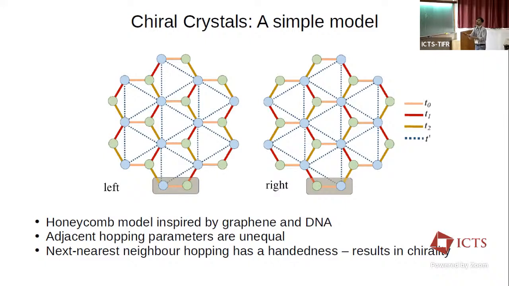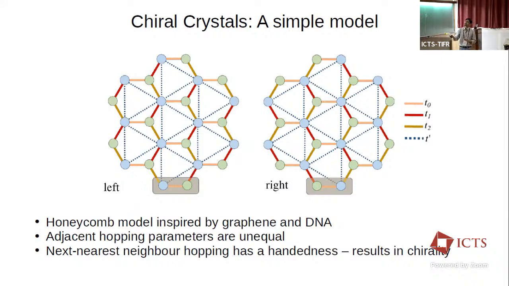So what is that model? It's a honeycomb model, which is inspired by graphene and DNA in some sense. It's a 2D model. Here is the schematic. I have two sublattices, just like graphene, A and B, and all the nearest neighbor bonds, these solid lines, are unequal, unlike in graphene, where there's only a single hopping parameter for nearest neighbor hopping. Here we make them all unequal, so we call them T0, T1, T2.